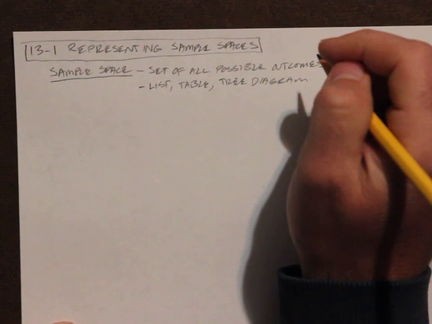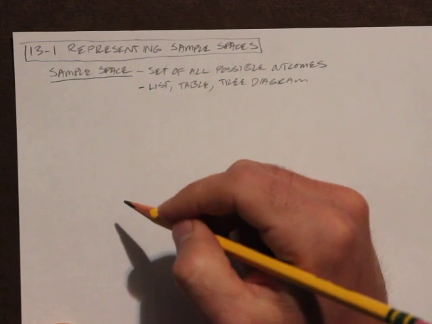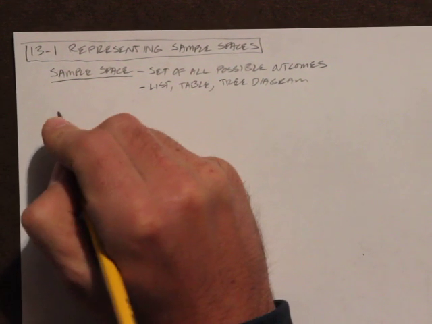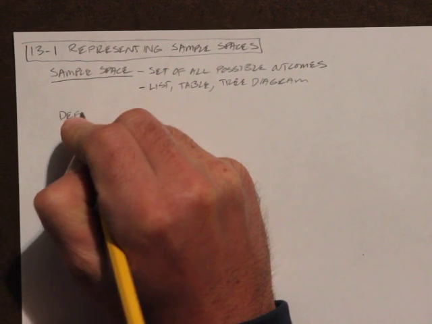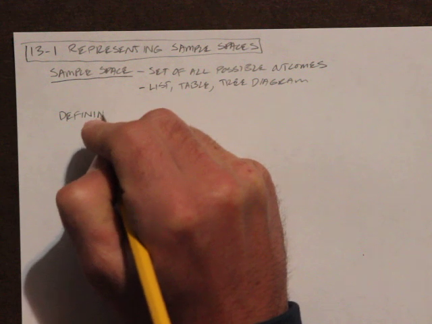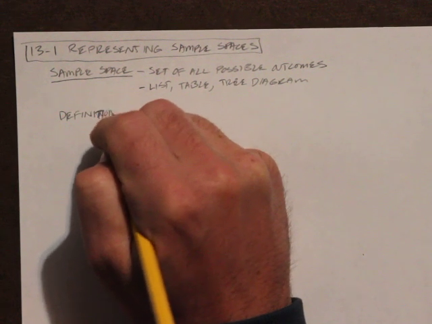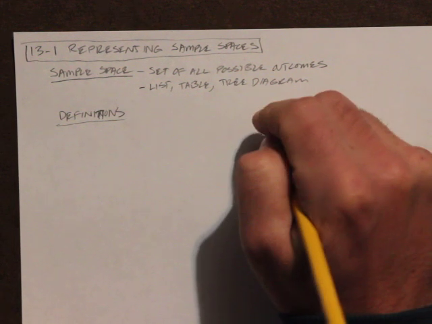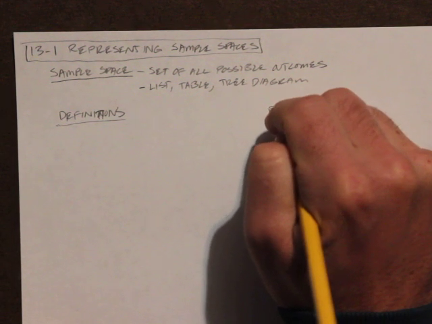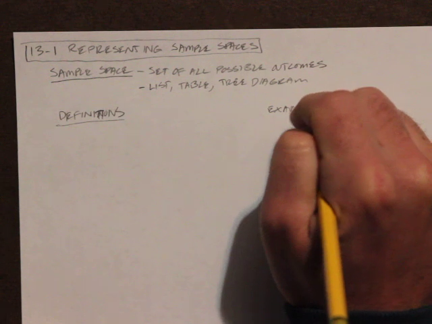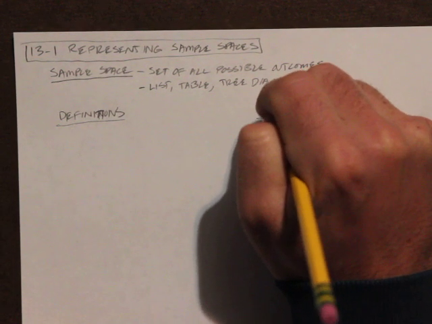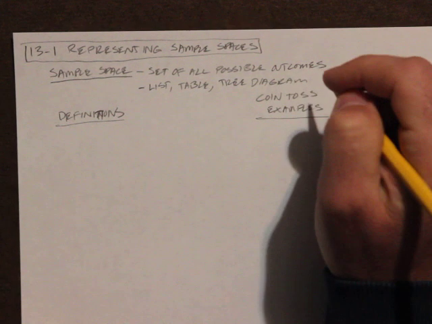Alright, so now we're going to have a couple more definitions here, and then we'll do some examples. So let's do some definitions on this side, and then we'll do examples on this side. And the example is going to have to do with a coin toss.